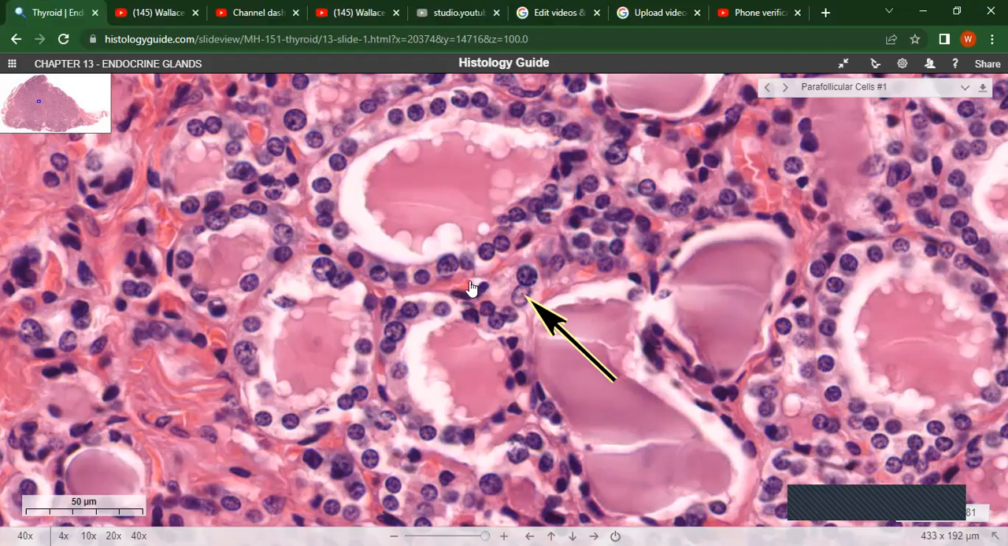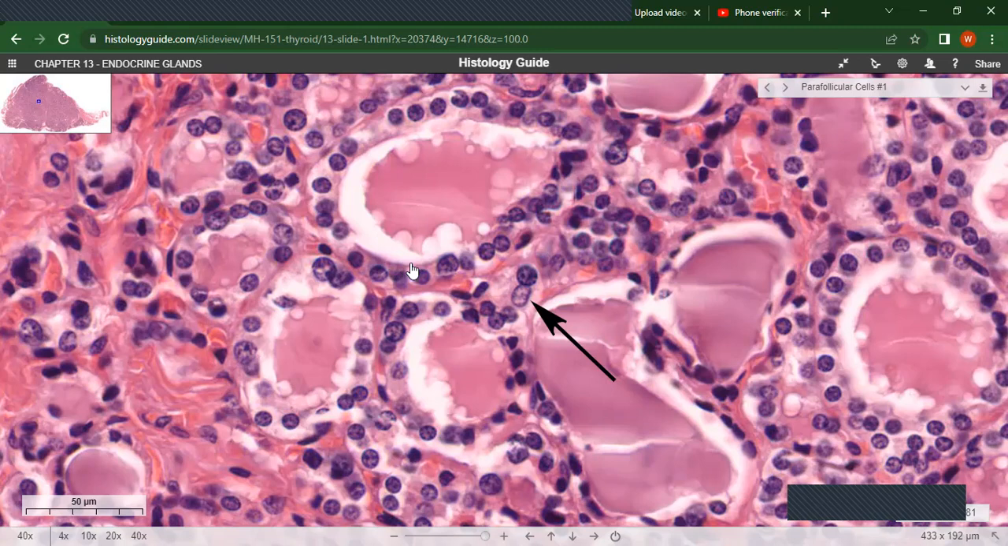Okay, so the follicular cells produce two hormones, T3, or triiodothyronine, and T4, tetraiodothyronine, or commonly known as thyroxine. Thyroxine is T4, triiodothyronine is T3. But T3 is more active than T4.